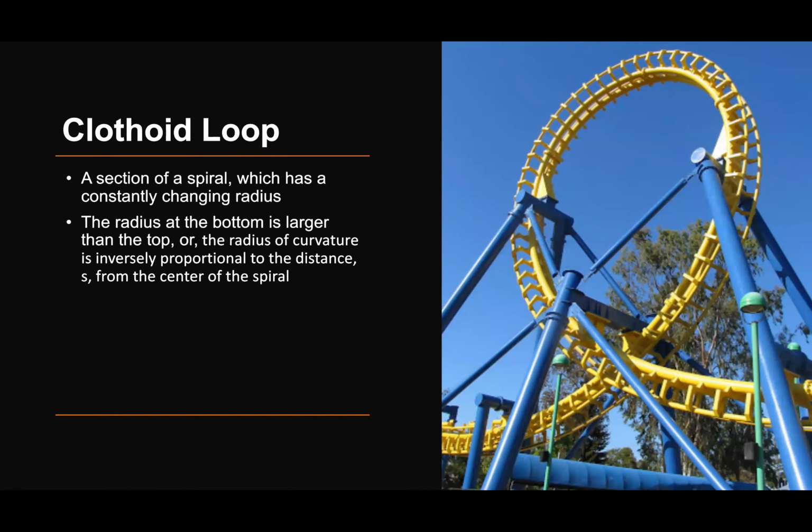And so some shapes of roller coasters include a clothoid loop, which is a section of a spiral which has a constantly changing radius. The radius at the bottom of the loop is larger than the top, or you can look at it as the radius of the curvature is inversely proportional to the distance, S, from the center of the spiral.